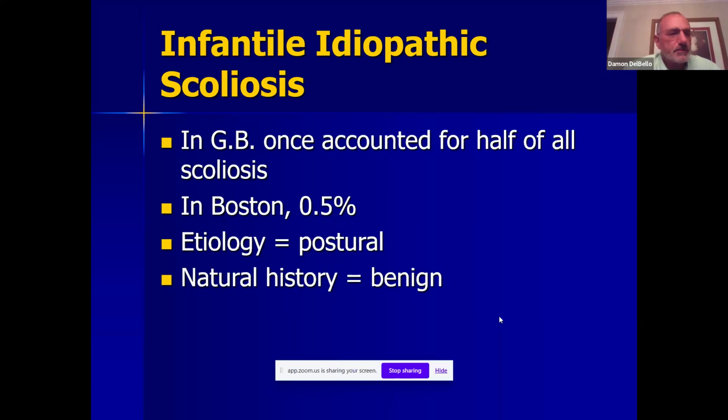Infantile curves are generally benign curves. They're thought to be postural. There are certain cultural aspects that account for a higher incidence of idiopathic curves, such as in Great Britain, where there was a habit of sleeping on the same side, having the baby sleep on the same side, I should say.